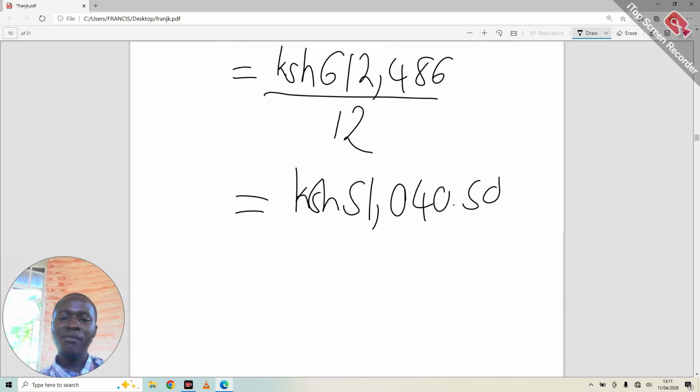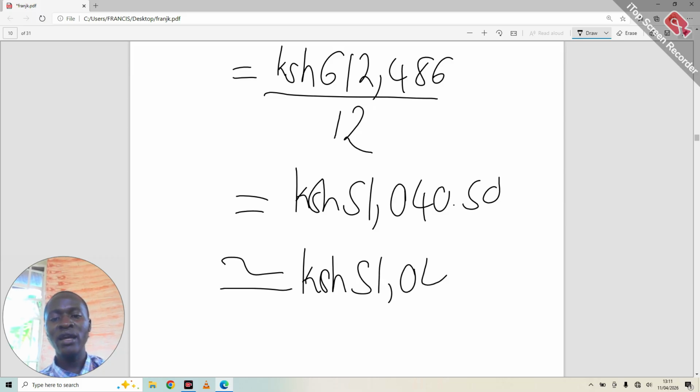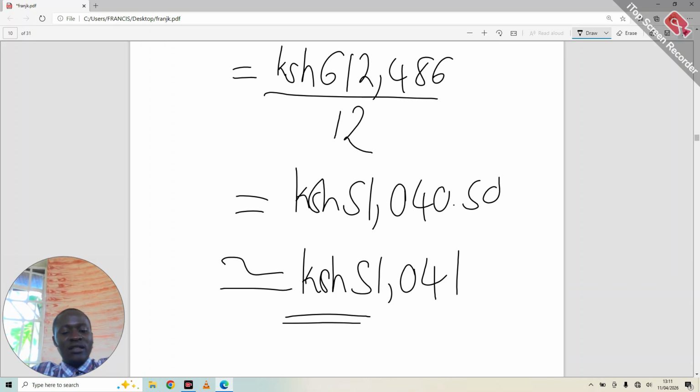51,040.50. Remember, you don't have to leave your answer with this 50 cents. So have your final answer to be 51,041 Kenyan shillings. And that is how we tackle that question. Very much more easier. Very easy.